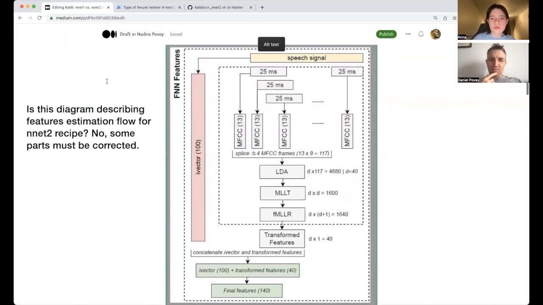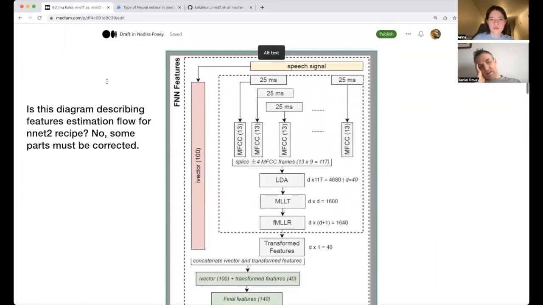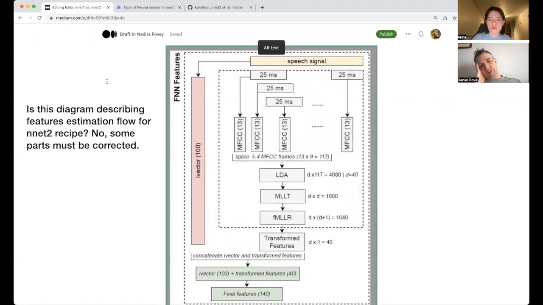Okay, so what this picture actually seems to be depicting is the feature extraction, up to where it says transformed features. That's the feature extraction for the Gaussian mixture model system, the old style system. And some of these things, the MLLT and fMLLR, are only applicable to the Gaussian mixture model system.